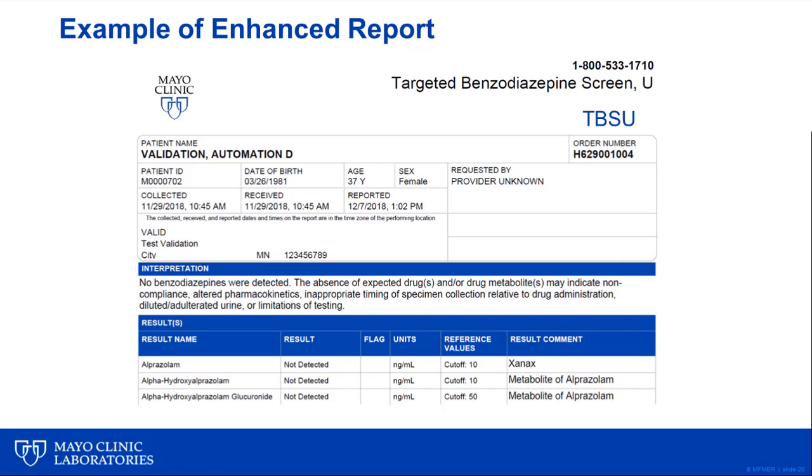Here's an example of an enhanced report. If anything was positive, those results would have been pulled up into the top section of the report, so the clinician can immediately see what was present or detected. It also provides some additional information regarding brand names or if something is a metabolite of another drug. The next section is the interpretation section, where a comment is given providing guidance regarding the test results. The last section shows all the analytes tested for that were negative or not detected.